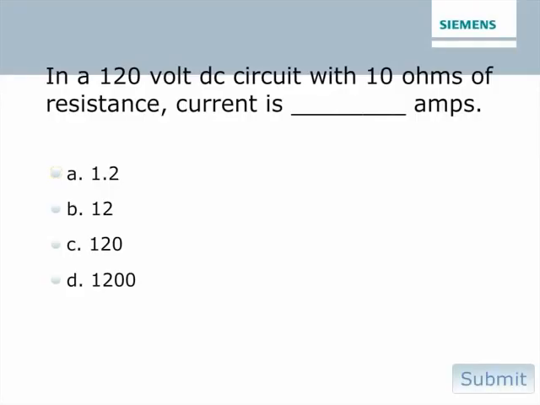Now for another knowledge check. Question 1. In a 120-volt DC circuit with 10 ohms of resistance, current is blank amps. Is it A, 1.2, B, 12, C, 120, or D, 1200?